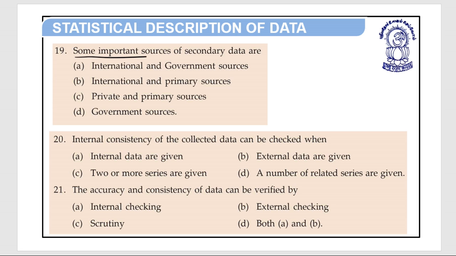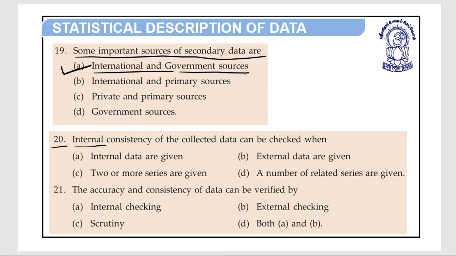Question number 19. Some important sources of secondary data are: international and government sources, international and primary sources, private and primary sources, government sources. Option A is the right answer. International and government sources.